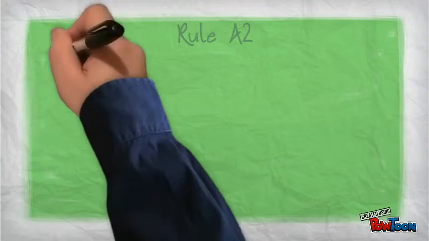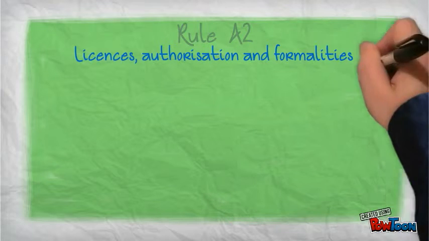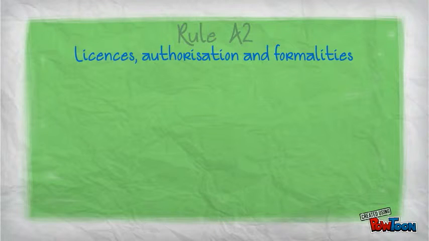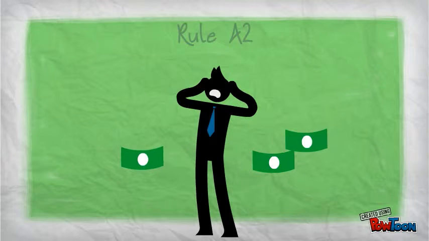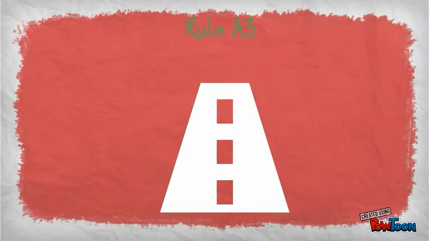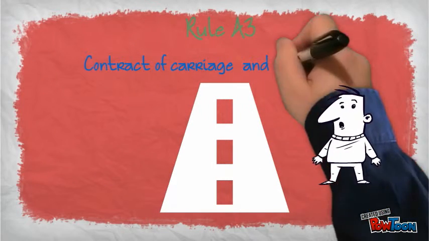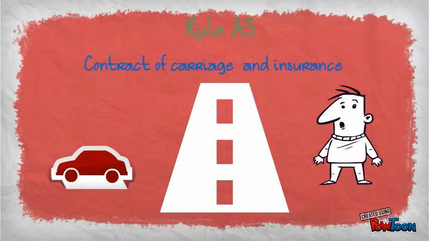Rule number 2. Licenses, authorization, and formalities. The seller must obtain at his own risk and expense any export license or other official authorization and carry out all custom formalities necessary for the exportation of the goods. Rule number 3. Contract of carriage and insurance. The seller has no obligation to contract the carriage and the insurance.